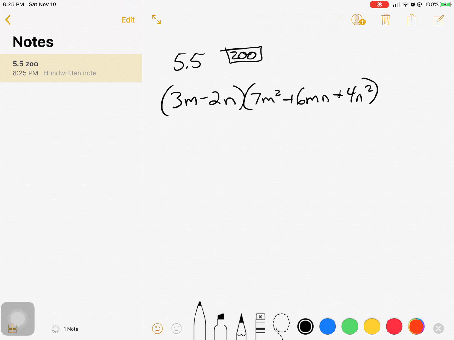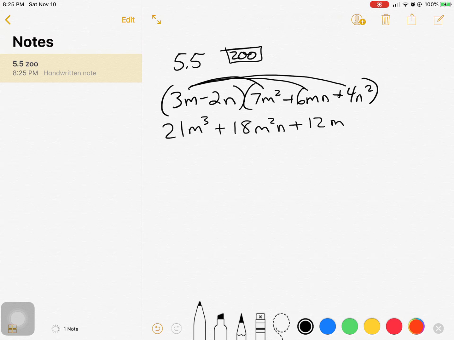Okay. That one times that one would be 21m^3. That one times that one would be plus 18m squared n. See the two m's and the one n. And then this one would be plus 12mn squared. All right. Then this one, notice when I multiply the negative 2 times the 7, that's a negative 14, but there's one n and two m's. That's the same thing as this.